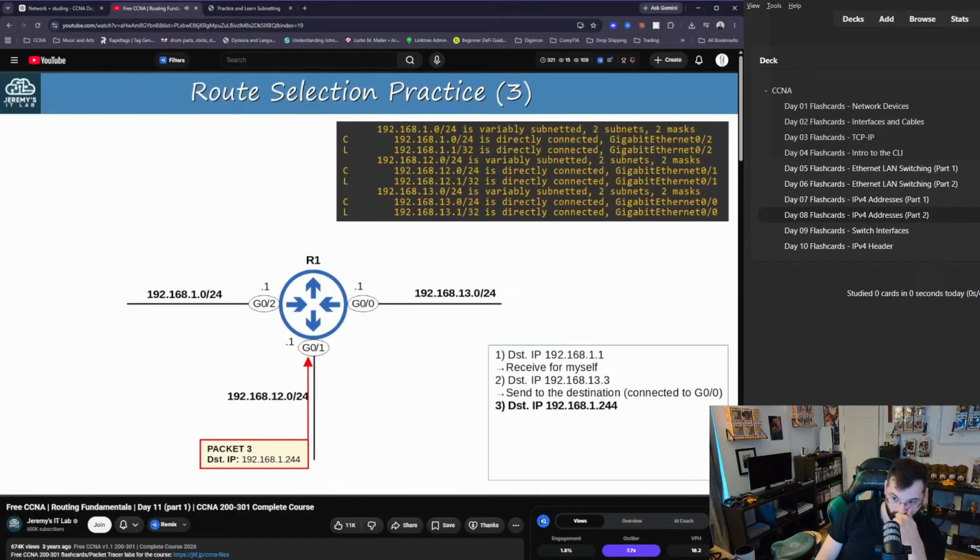Here's a third packet, destination IP 192.168.1.244. What will R1 do with this packet?